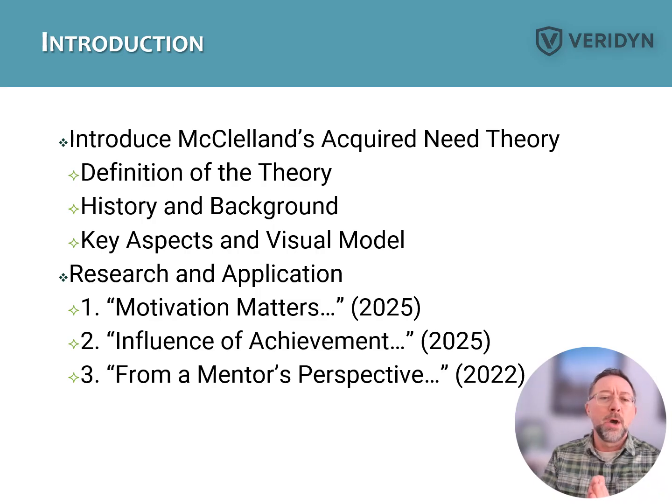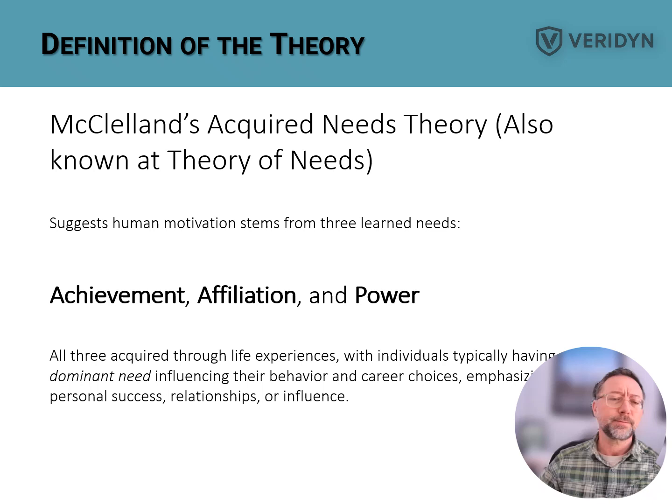Okay, so what am I going to cover real quickly here? Well, I'll introduce McClelland's acquired needs theory, the definition of that theory, maybe a little bit of the history and background of it. Obviously, the key aspects of the theory. I'll throw in a visual model as required by the assignment, and then super briefly go over three research papers that I found that pulled McClelland's theory into some more modern day research applications. I thought they were pretty interesting.